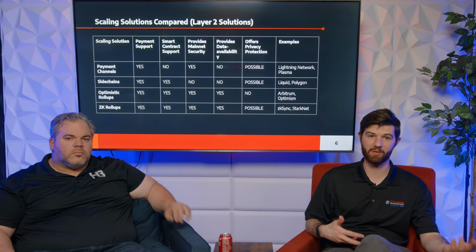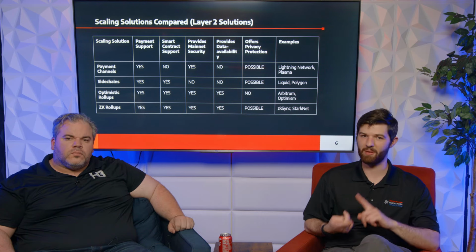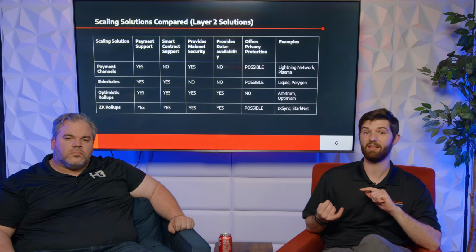But generally speaking, they're kind of a quick and dirty way to scale quickly with smart contracts, but they typically just don't have the security that we really want for a long-term solution. And then finally, we have rollups, both Optimistic and ZK. They're all kind of similar across the board. They have payment support, smart contracts, mainnet security, and data availability.